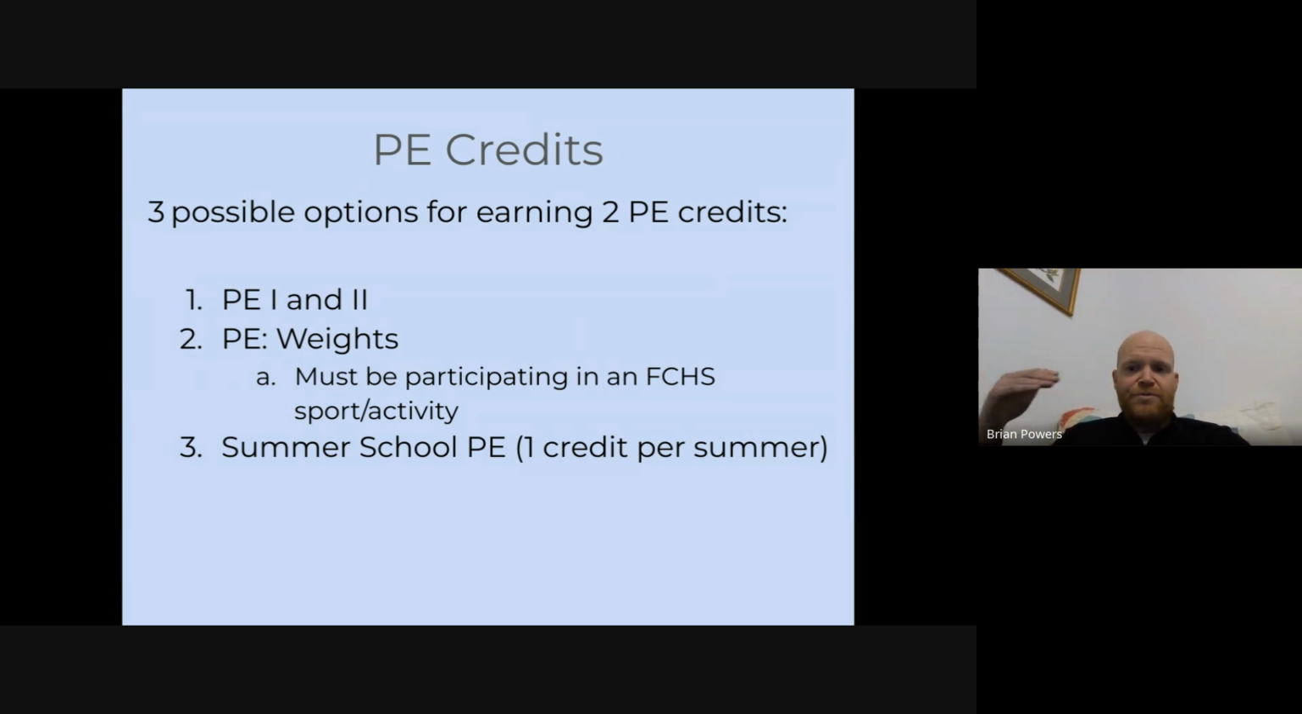Now, if your student isn't in a sport or activity, and they do want to do the weights, they have to take PE first, and then you can go on and take the weights. That's fine. But if they're not in a sport, then they have to take PE first. And then last is summer school PE. So we have 1 credit per summer offered, and that is a class offered over the summer. They'll come in, and it's like 3 or 4 weeks where they would come in and take a PE course. But you get it out of the way over the summer. It's instead of taking it for a full semester, you just take it for that allotted time. So some students do find that easier.